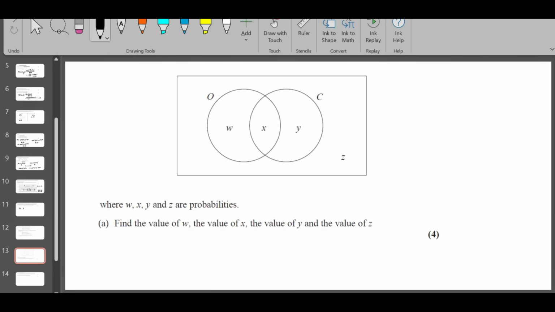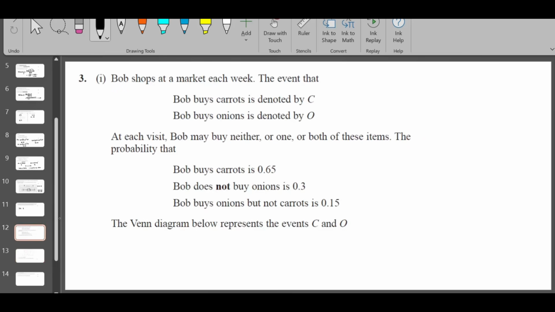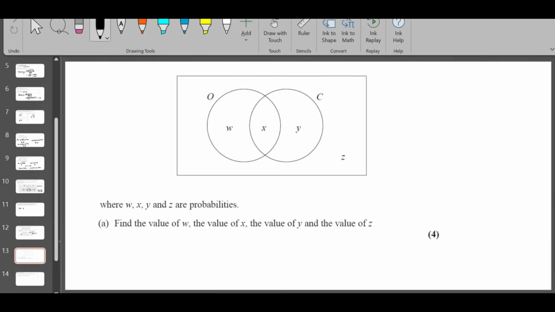Now let's read the question carefully again one more time. This is P of C is 0.65. Does not buy onion is P of O complement is 0.3. Buys onions but not carrots, that's this part actually, right? 0.15 is this part. So you can straight away write W is equal to 0.15. You don't need to show any working.